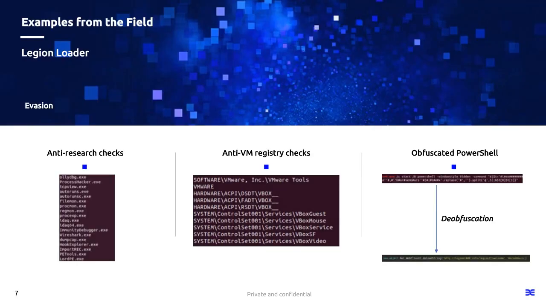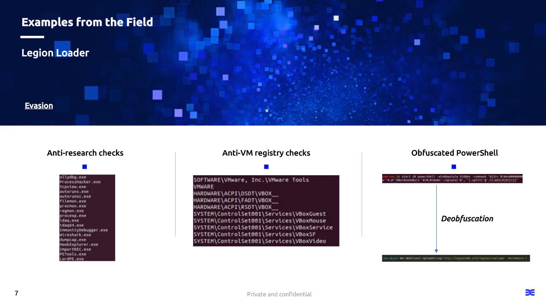When we analyzed this campaign, we saw several evasion techniques. Some are provided as examples here. I'm not sure how clearly you can see the images, however, I'll walk through them. On the left-hand side, the first evasion technique used is anti-research checks. This is what I mentioned in the anti-virtualization and anti-sandbox category.